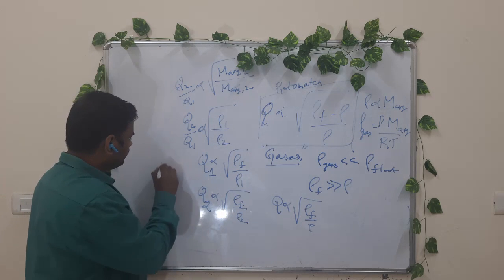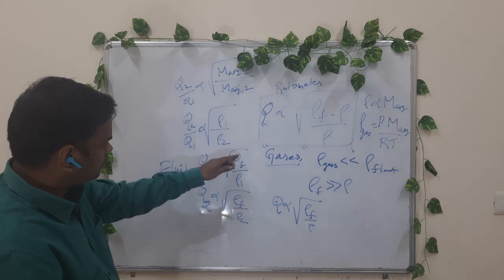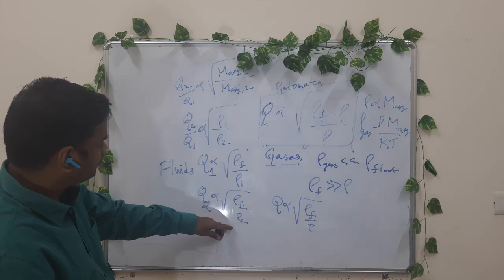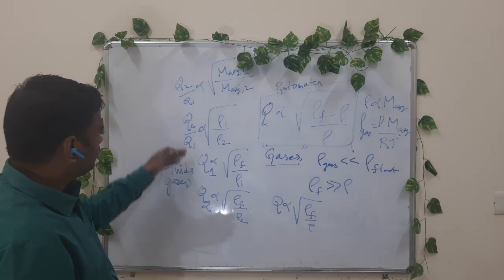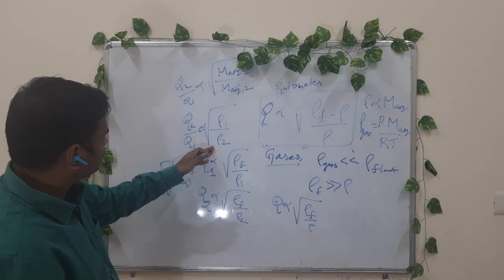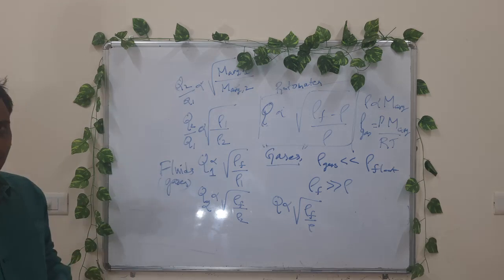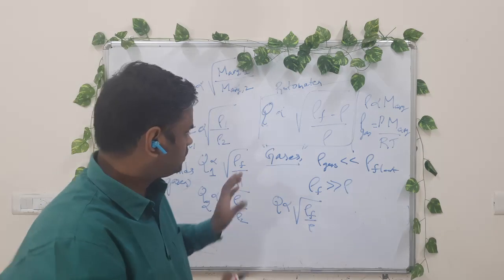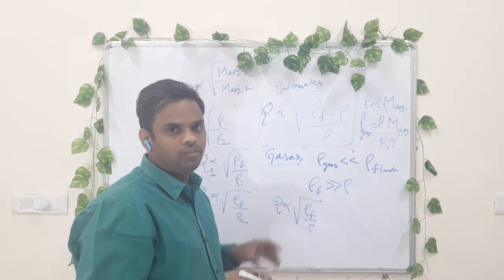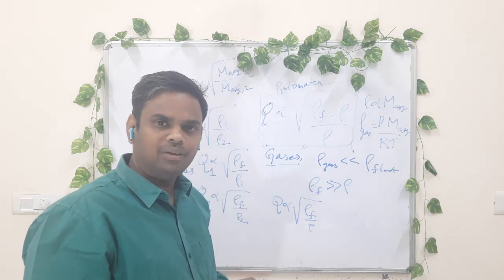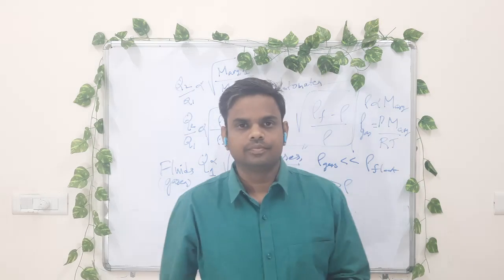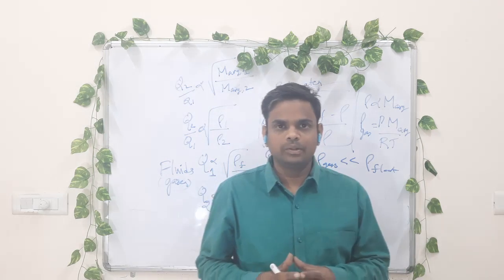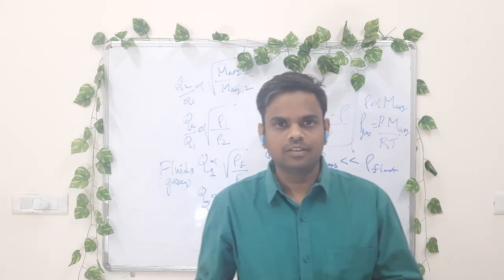When we have two different fluids, fluid 1 and 2, we have square root of ρf by ρ1 and square root of ρf by ρ2. These are gases, two different gases, gas 1 and gas 2. Then Q2 by Q1 equals square root of ρ1 by ρ2, and so Q2 by Q1 equals square root of M average 1 by M average 2. Such numericals can be expected in competitive exams or even in our examinations. Now we will solve a few numericals based on these rotometer concepts that we have learned.